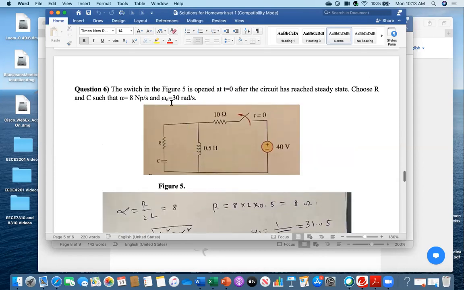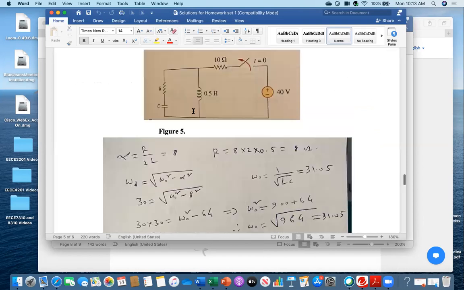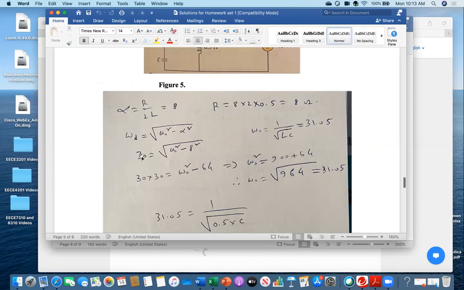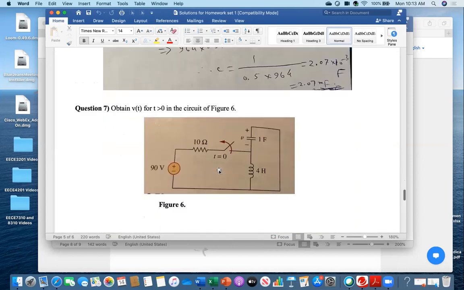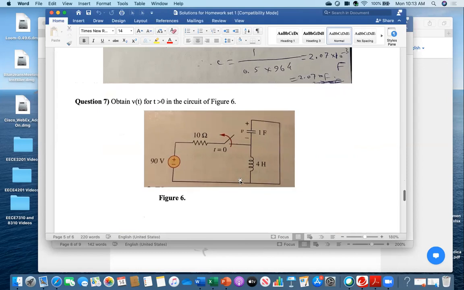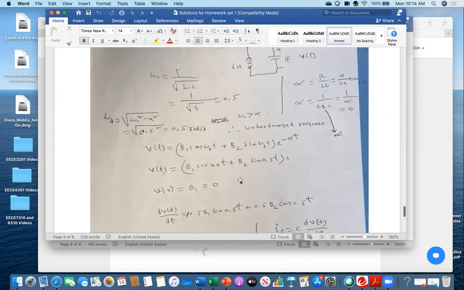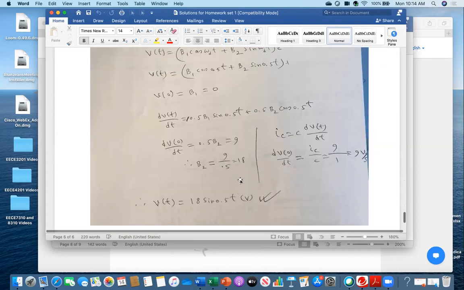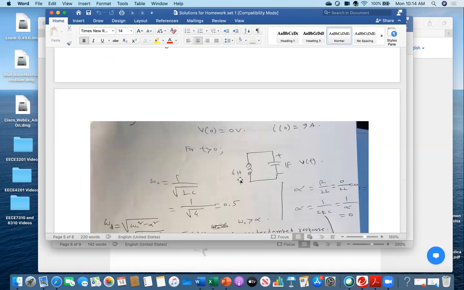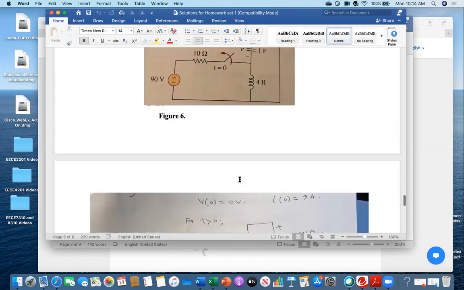Keep in mind this is omega d. This is not omega naught. This is omega d that was given. Keep in mind 30 radian per second. You see, I have written omega d 30, not omega naught. Okay, and then again look at this one. Then you keep going, you will understand everything. So you just look, and if you have any questions, you might email me, or ask me in the next class.